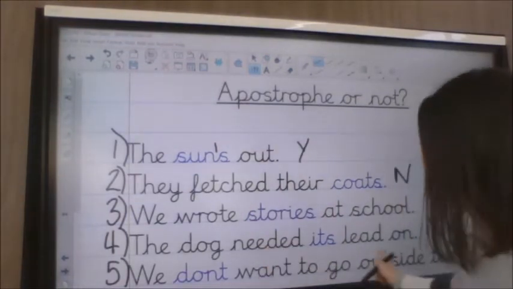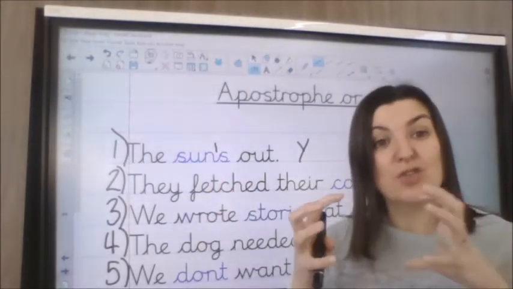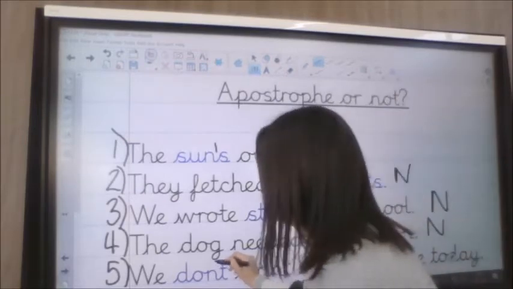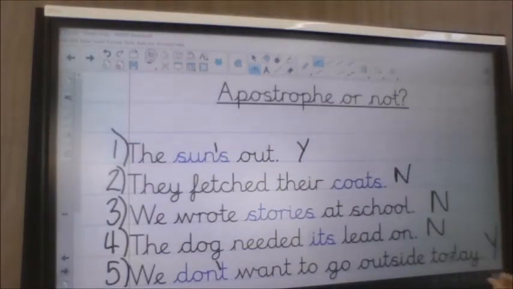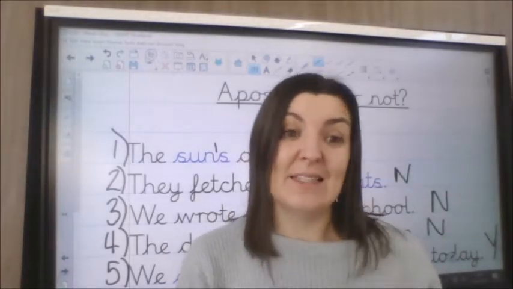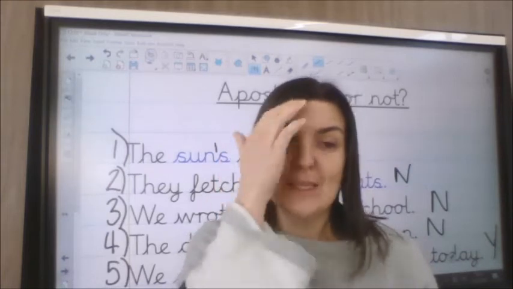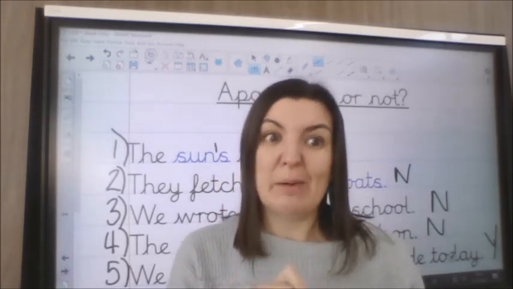And then we don't want to go outside today. So don't is contracted for do not. That would need an apostrophe there. So that is a yes. That one does need an apostrophe. So apostrophes, like I say, is a tricky one. And there are a few today that you need to look at in the proofreading. So really be careful.